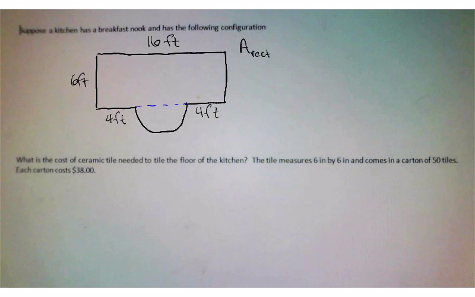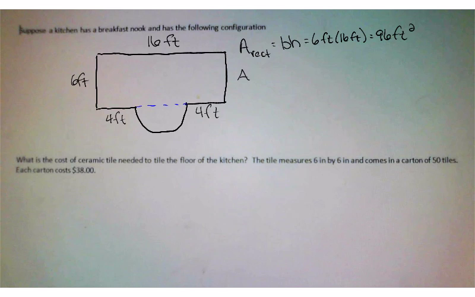Let's start with the area of the rectangle. Area of any rectangle is calculated base times height. So we have a base and height of 6 and 16. This is going to give us a total of 96 square feet. Now we need to deal with the semicircle.